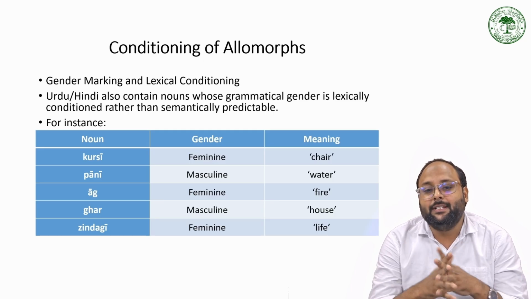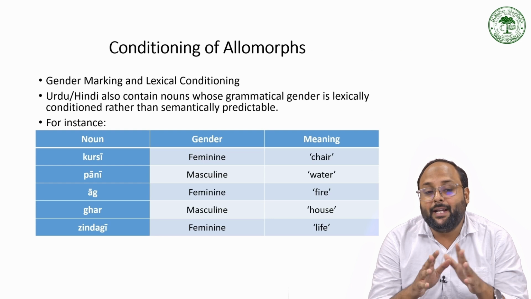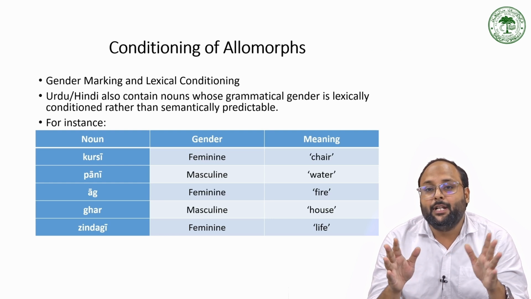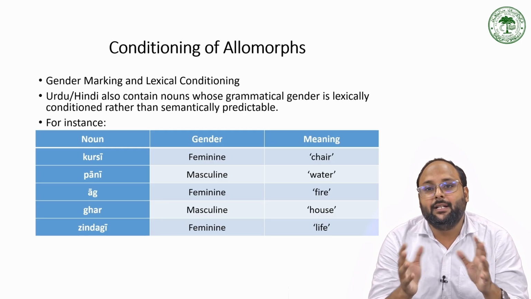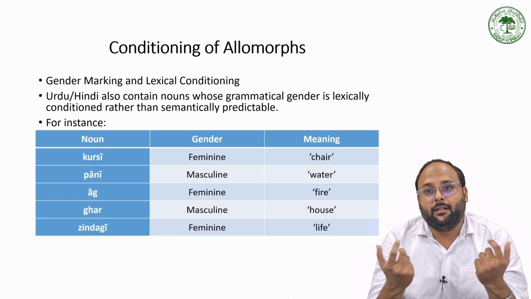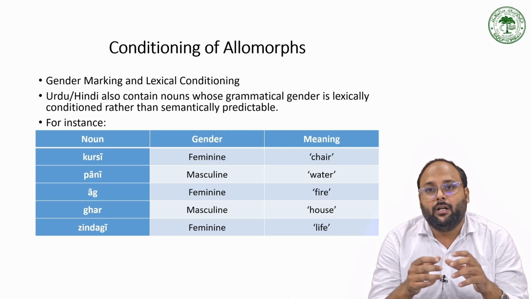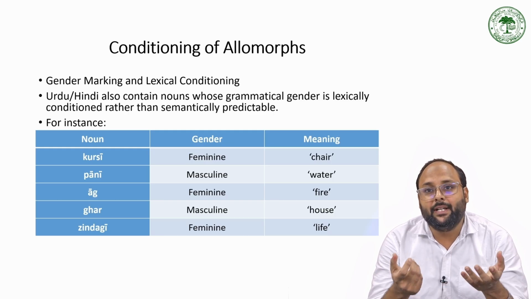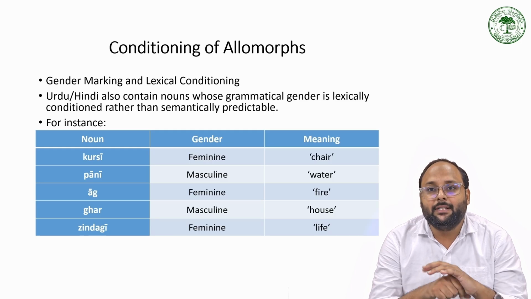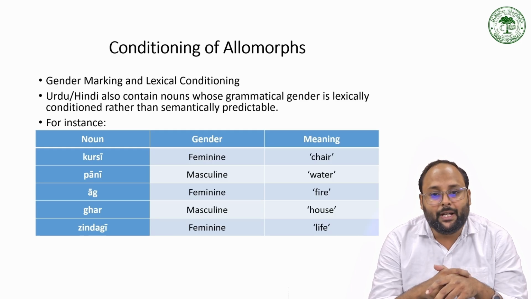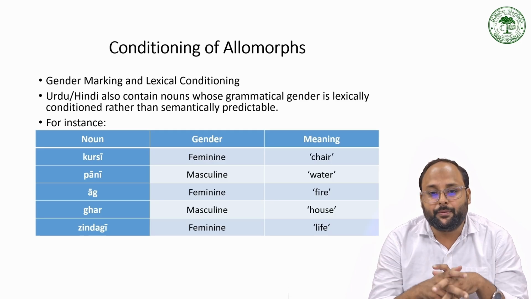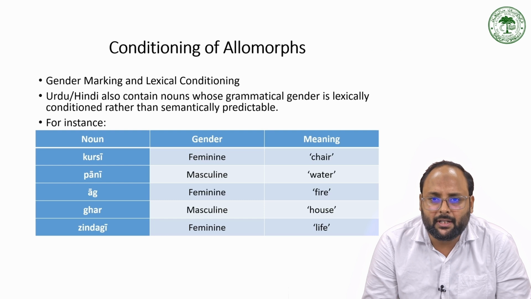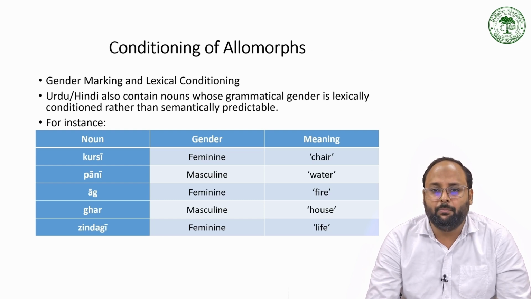So all these genders cannot be predicted by any phonology or any morphology or by any semantics. So they are lexically conditioned. They are idiosyncratic in the language, and they are also arbitrary in the language. So we cannot predict in the language which gender should be used. And any foreign language learner learning Urdu Hindi has a problem in acquiring the gender for the non-animate things.